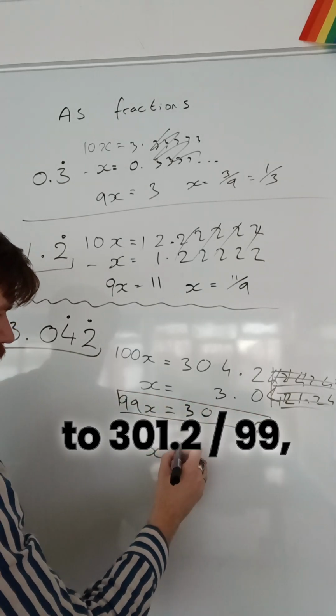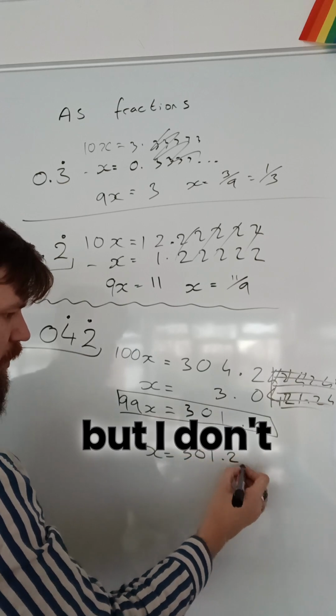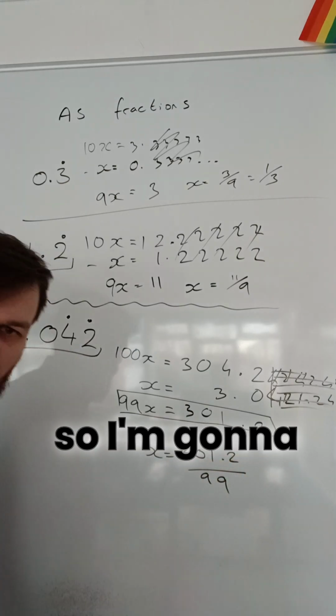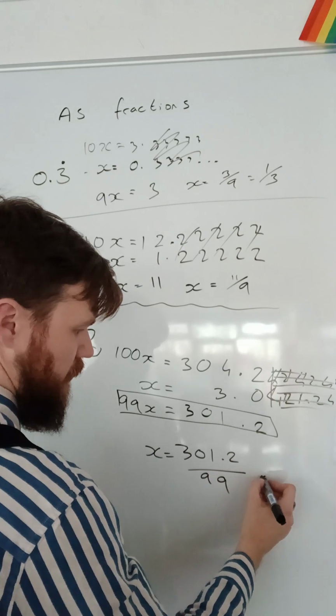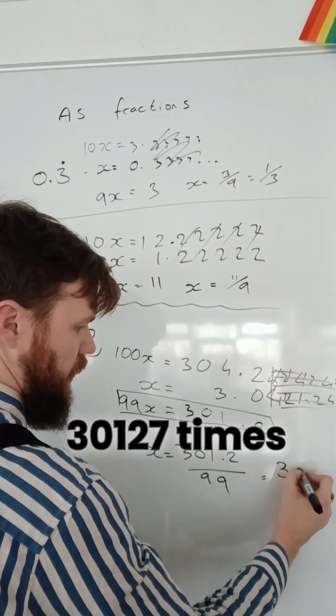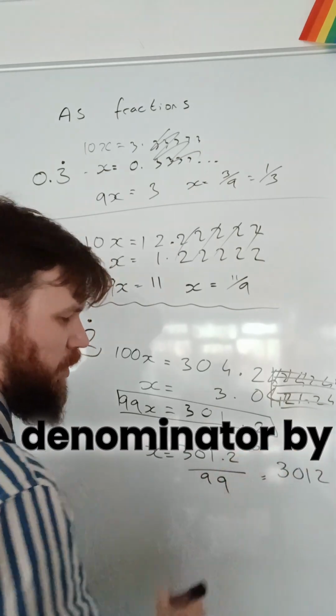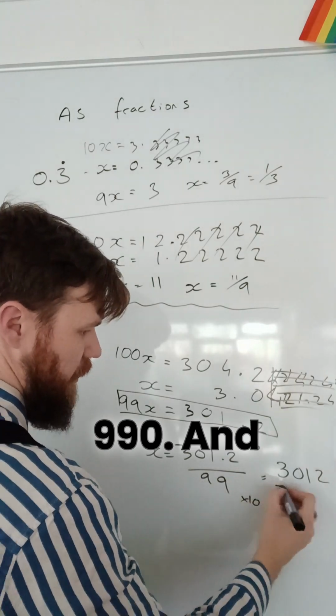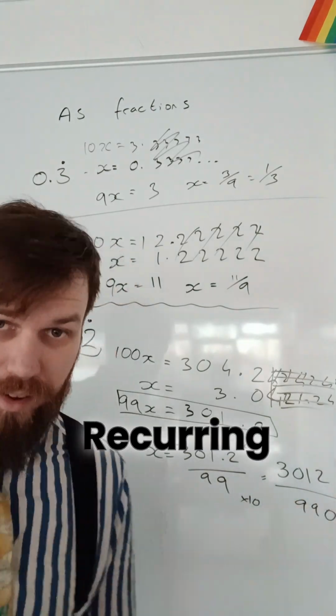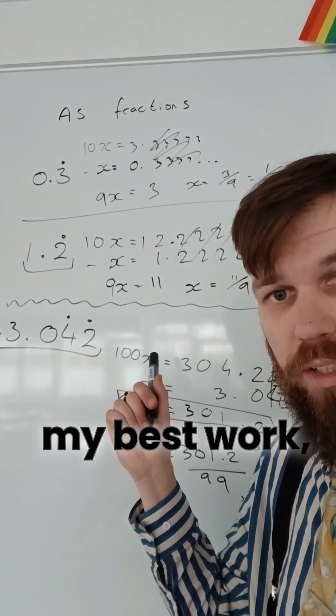So x is equal to 301.2 over 99. But I don't like decimals, so I'm going to get rid of it. I'm going to call that 3012, because I'm going to times this numerator by 10, I'm going to times this denominator by 10. So I get 990, and that's how you convert recurring decimals to fractions.